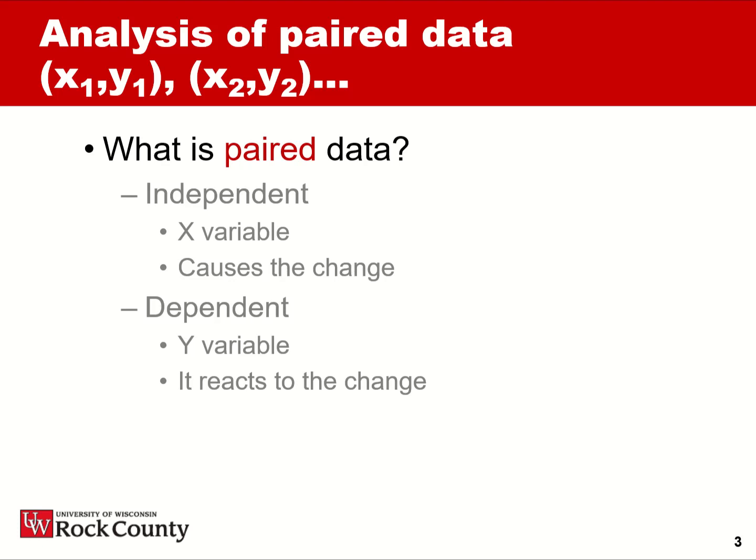What these X and Y data sets look like is that we have some independent variable, our X, which causes some change, and we have our Y value, which is a dependent variable, and it reacts to this change. So for example, something may occur over time. Time is the independent variable, and something changes over time. Or temperature may change, and as the temperature changes, pressure may increase or decrease. The pressure is then the dependent variable on the temperature. So these are different types of paired data sets.